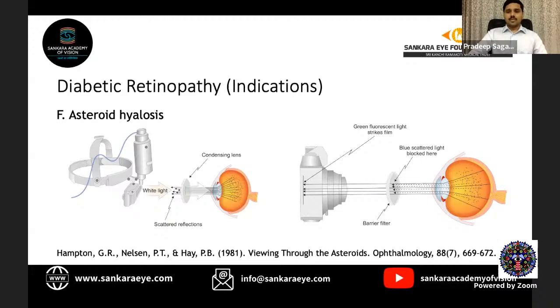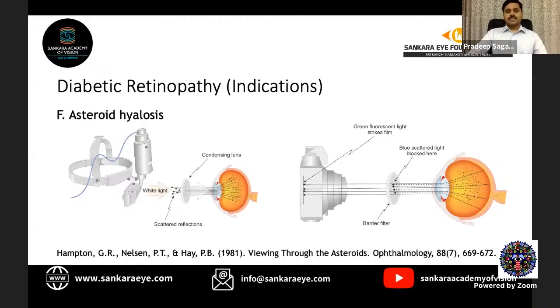Now, the scattered blue light from asteroid hyalosis and the fluorescent green light both move towards the camera, and the scattered blue light is filtered by the barrier filter. So only the fluorescent green light reaches the fundus camera, which takes the image. So the scattered light from asteroid hyalosis is blocked, and hence in asteroid hyalosis, fluorescein angiography gives a better view of the fundus. It's not just limited to diabetic retinopathy.